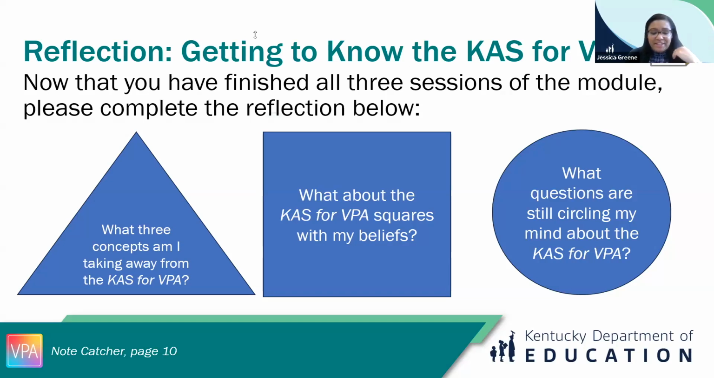So take a moment, and that is in your note catcher if you want to jot it down, and think about your triangle. What 3 concepts are you taking away from the CAS for VPA? And your square, what about this CAS squares with your beliefs? And then your circle, what questions are still circling. So I'll give you about 2 minutes to do that reflection, and then I'll open the floor for any conversations.